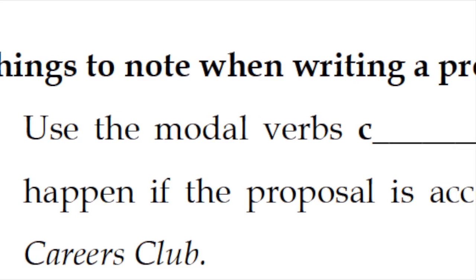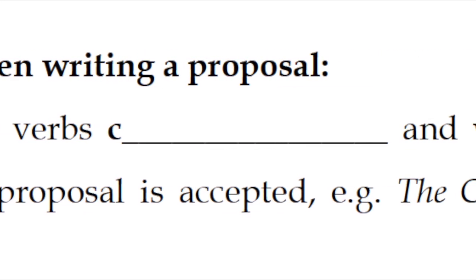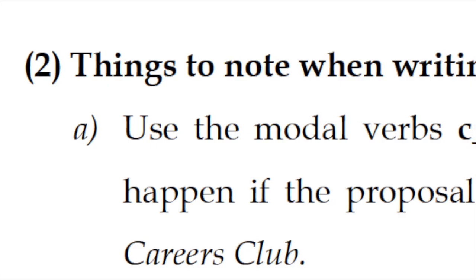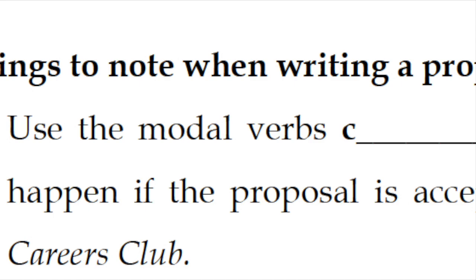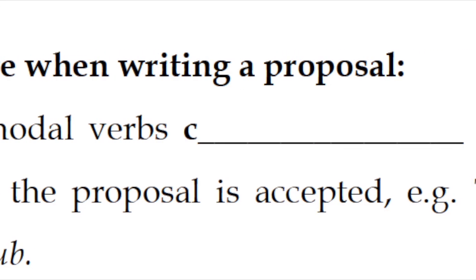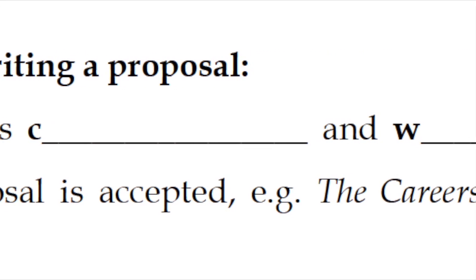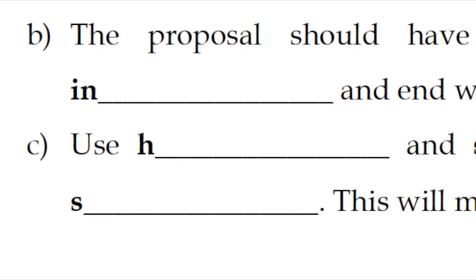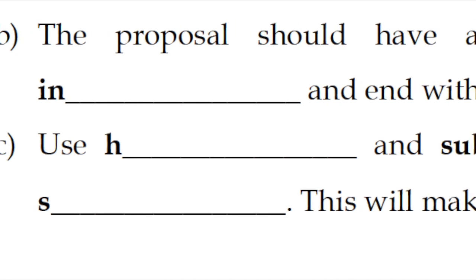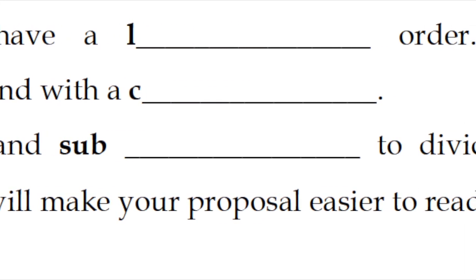Here are some things to note when writing a proposal. Use the modal verbs could and would to talk about what might happen if the proposal is accepted. Example: the careers room would be staffed by members of the careers club. The proposal should have a logical order. It should begin with an introduction and end with a conclusion. Use headings and subheadings to divide the proposals into different sections. This will make your proposal easier to read.